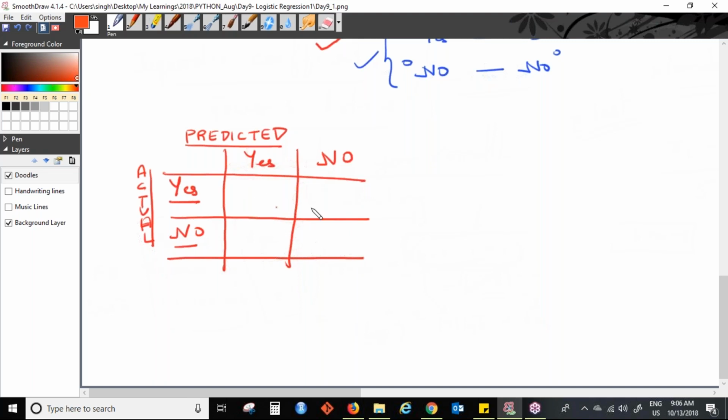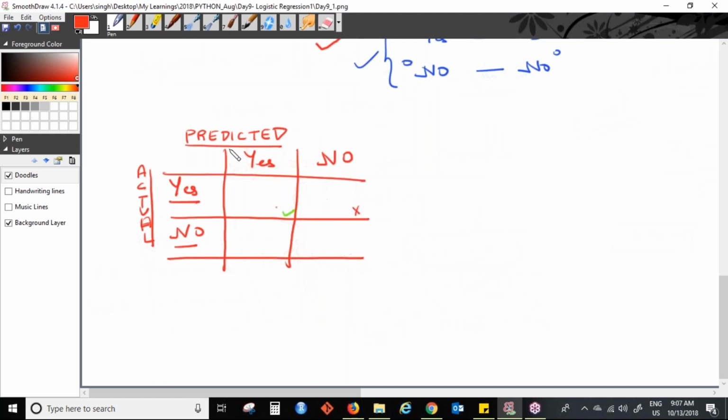So which of these four numbers do you think are errors? Which of these four boxes will be errors? Tell me. This first box, is it good or is this bad? Is this an error or is this something good? Yeah, this is good, right? Because it is actually a yes and you predicted a yes. So this is something good. What about this one? Yes, that is bad, because actually it was a yes, but you predicted a no.